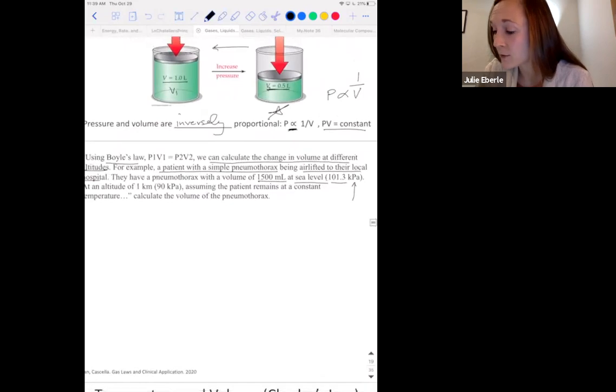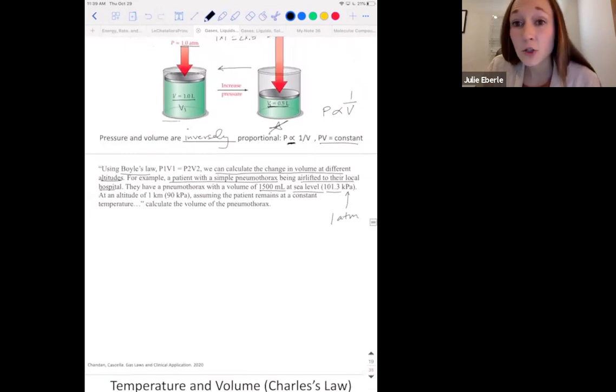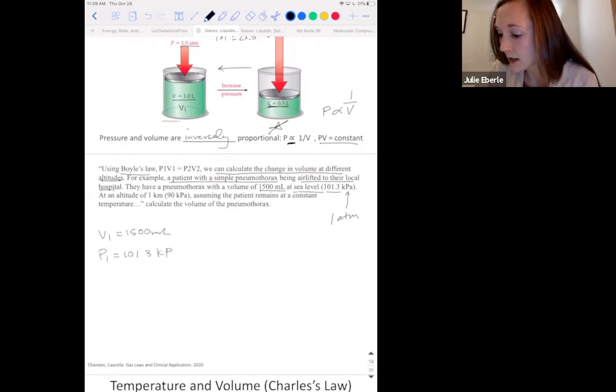If we're at sea level, we also know that's 1 atm. Remember that. So that is our initial parameters. We can go ahead and define that. V1 is 1,500 milliliters. That's our initial volume. P1 is 101.3 kPa. At an altitude of 1 kilometer, they get them in the helicopter and they're 1 kilometer above the ground. Here is our new pressure, 90 kPa. So that's P2. Anytime you get some new information, it's a new variable. So this is 90 kPa.